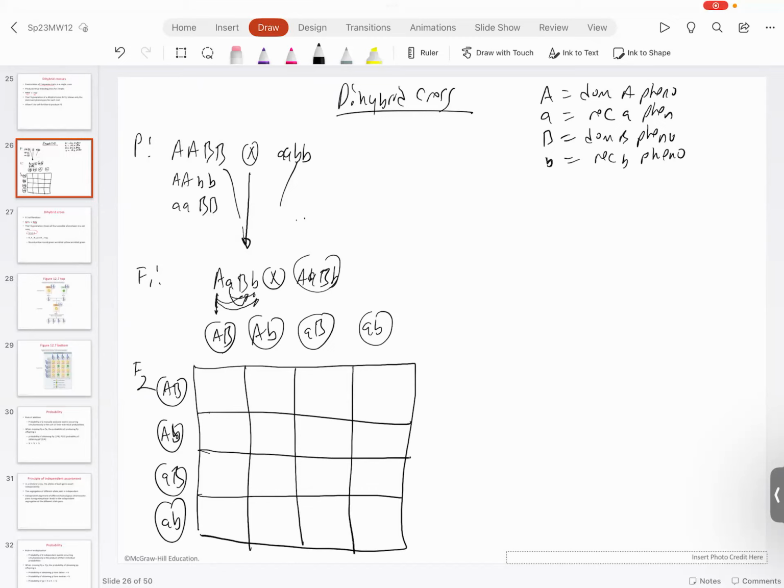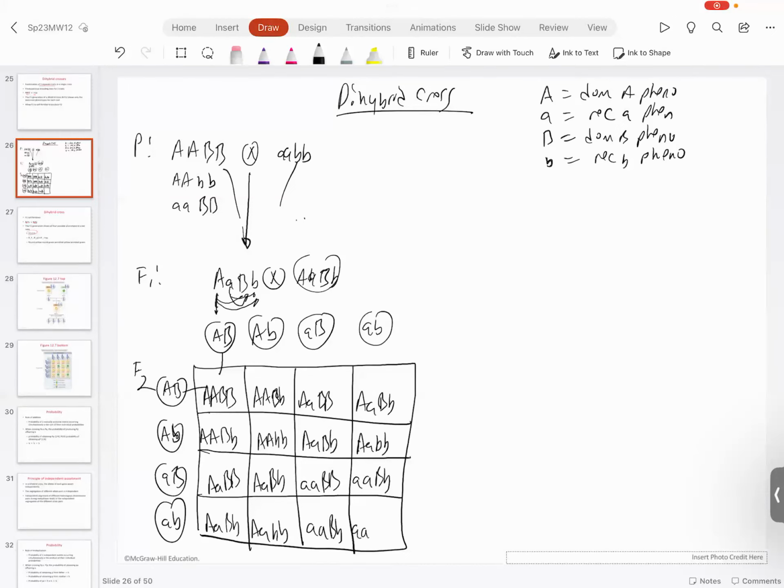I have this gamete with this one. We got big A, big A, big B, big B. This one's going to be big A, big B, big A, big B, little b, big A, little a, big B, big B, big A, little a, big B, little b, big A, big A, big B, little b, big A, big A, little b, little b, big A, little a, big B, little b, big A, little a, little b, little b, big A, little a, big B, big B, big A, little a, big B, little b, little a, big B, big B, little a, big B, little b, big A, little a, big B, little b, big A, little a, little b, little b, little a, big B, little b, little a, little b, little b.